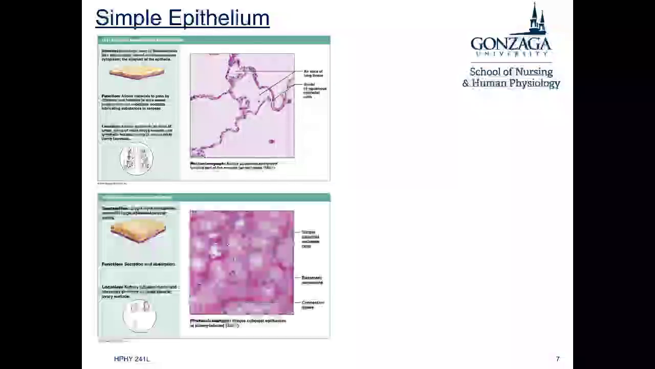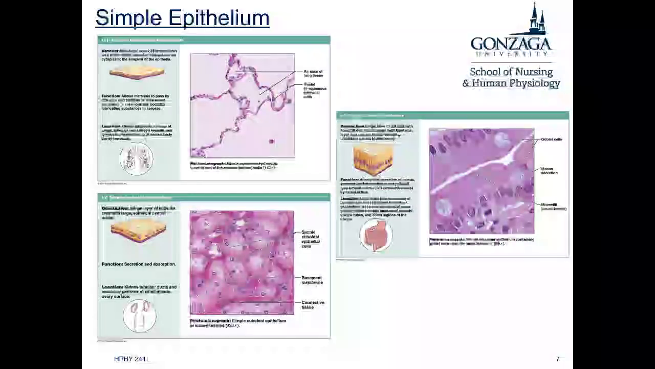So we've got the 3 types of simple. We've got simple squamous, so it's 1 layer, very flat. Good example of this is cells in your lungs, your alveolar cells. They allow for diffusion of gases.